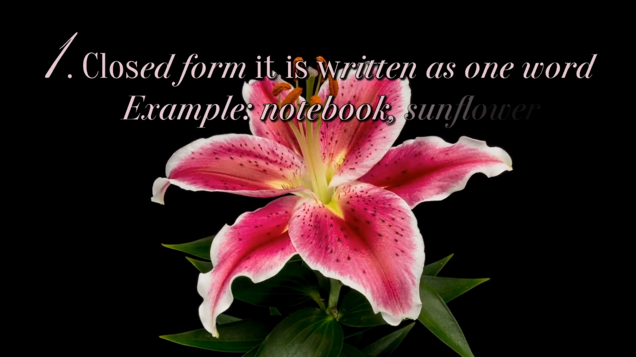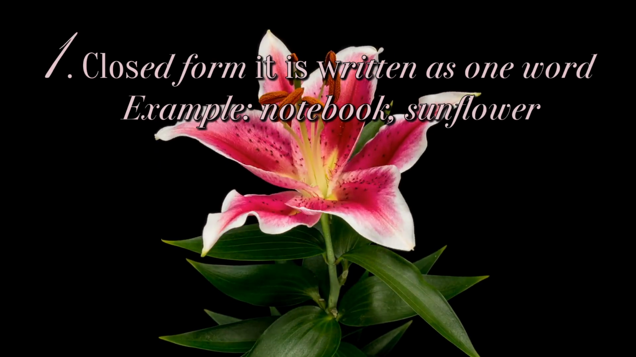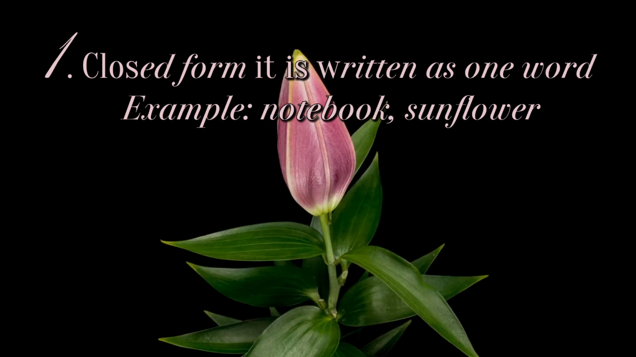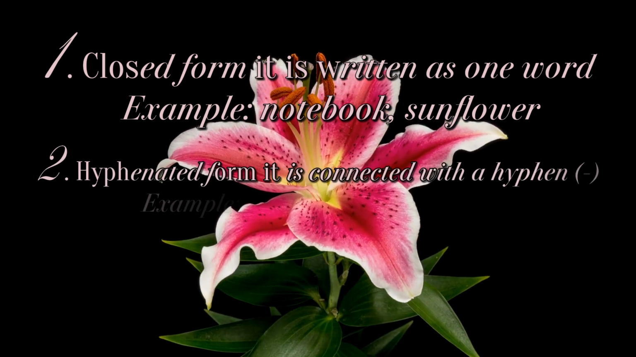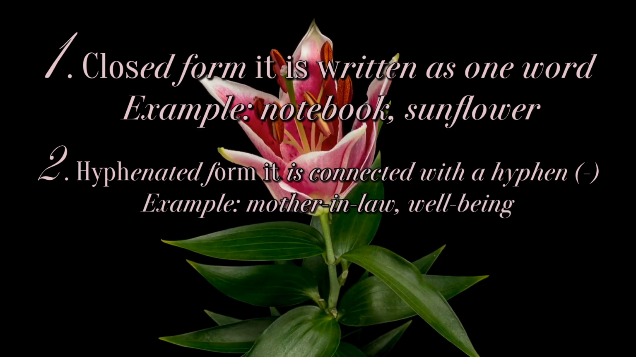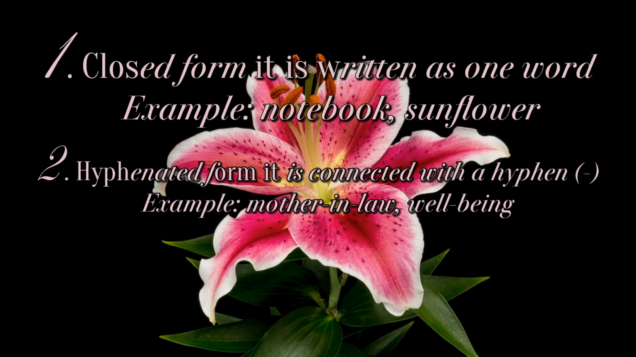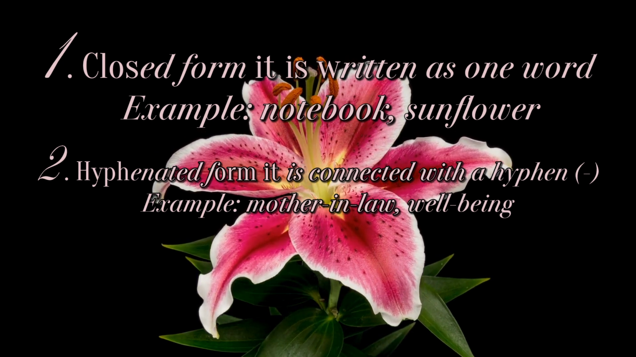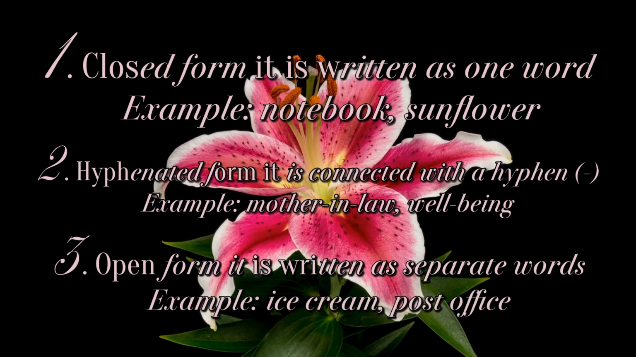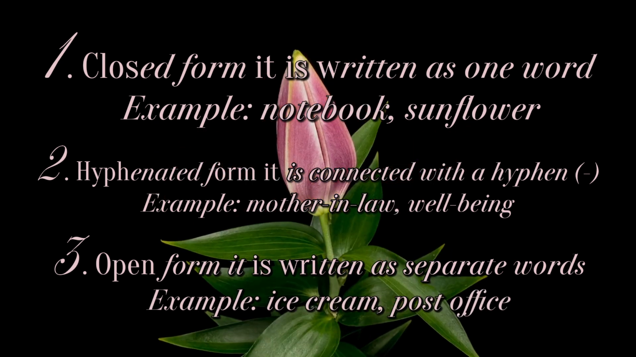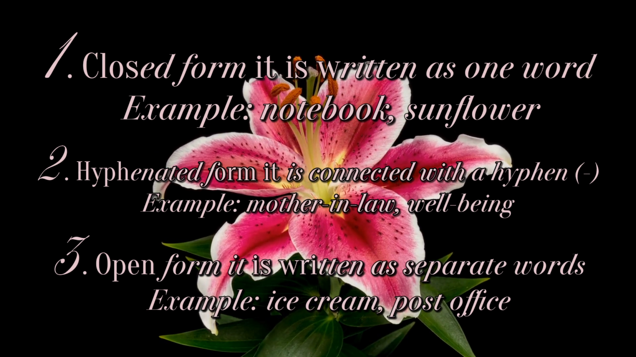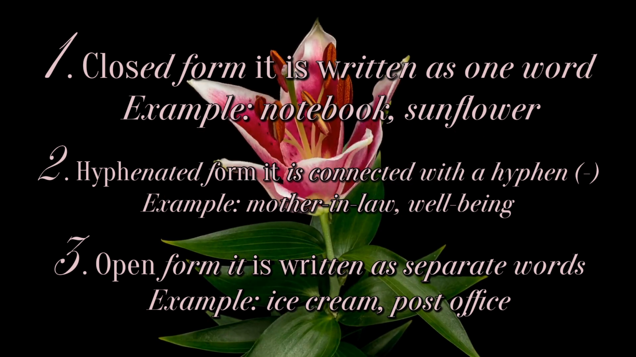The first one is closed form. It is written as one word. For example, notebook, sunflower. The second one is hyphenated form. It is connected with a hyphen. For example, mother-in-law, well-being. The third one is open form. It is written as separate words. For example, ice cream, post office.